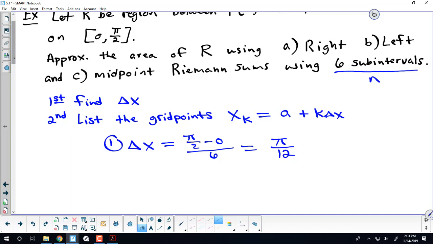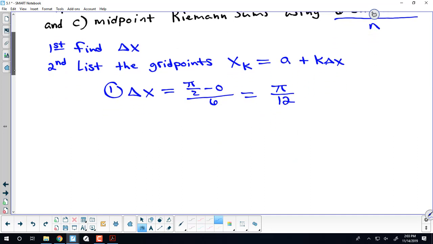So delta x is pi over 12. Our grid points, x sub k, are the a, what's our a? 0, plus delta x times k. So we have plus pi over 12 times k. And where does k range from? 0 to 6.